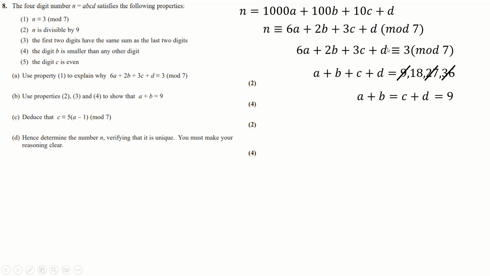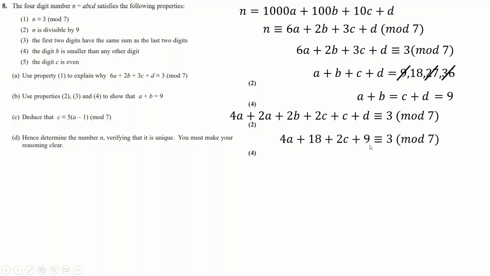Now let's combine a few things I've got here. Firstly, a plus b I know is 9, and I also know c plus d is 9. So I can break this into 4 lots of a plus 2 lots of a plus 2 lots of b, because I know 2 lots of a plus b is 18. And I've done the same thing here, because I know c plus d is also 9, which makes this and this 27. Which is cool, right?